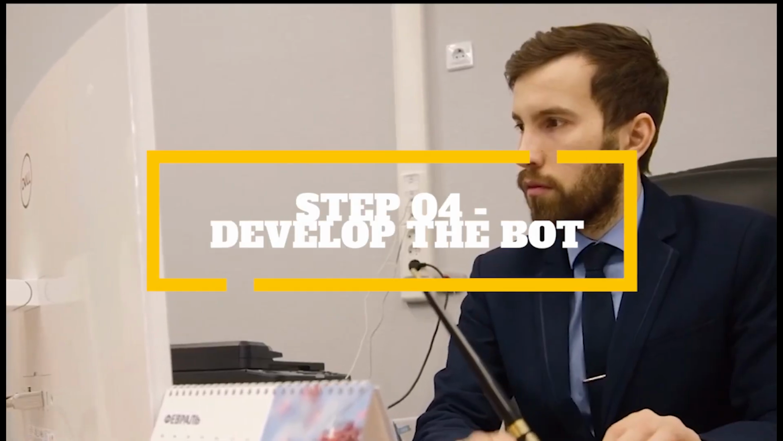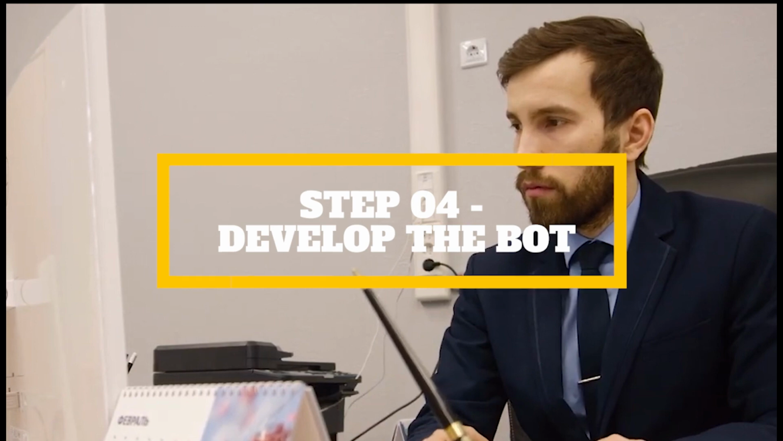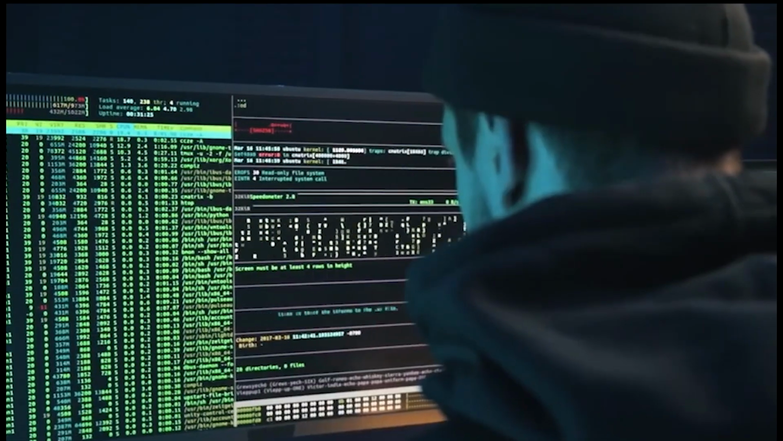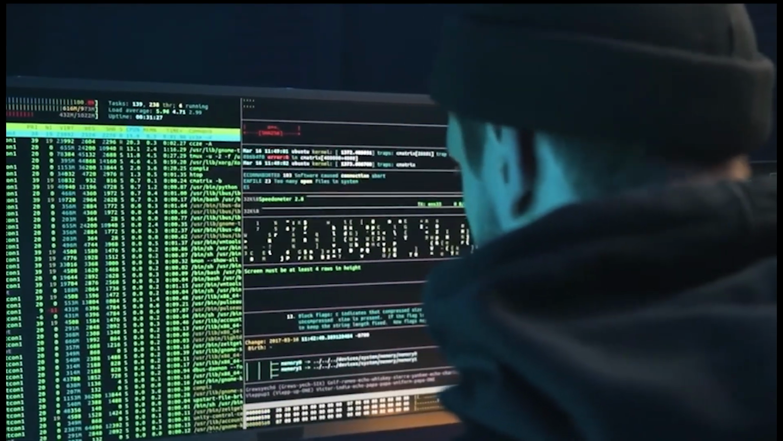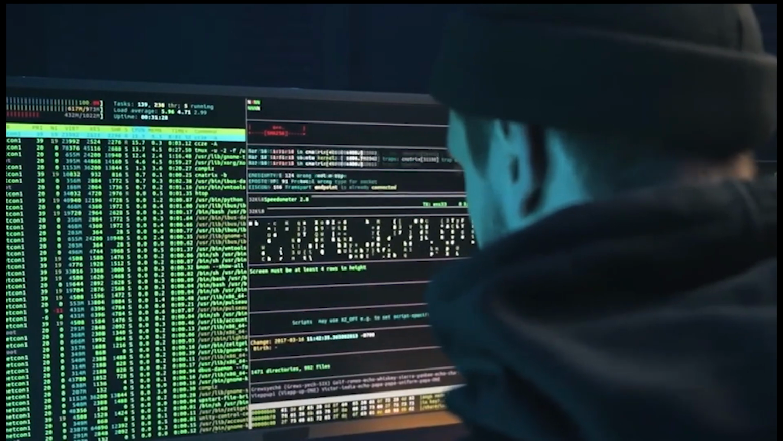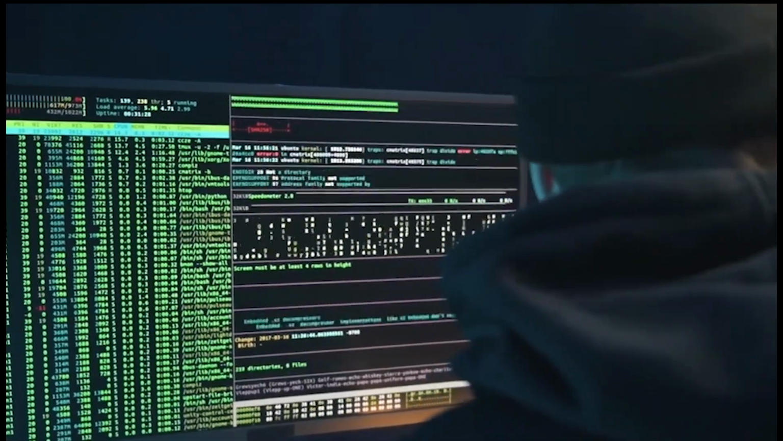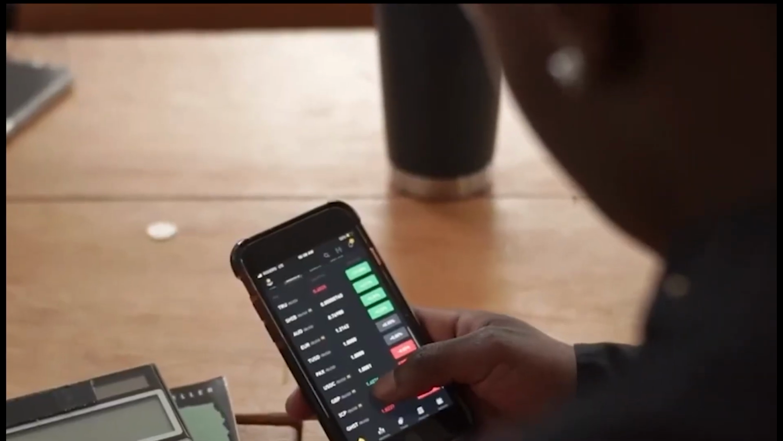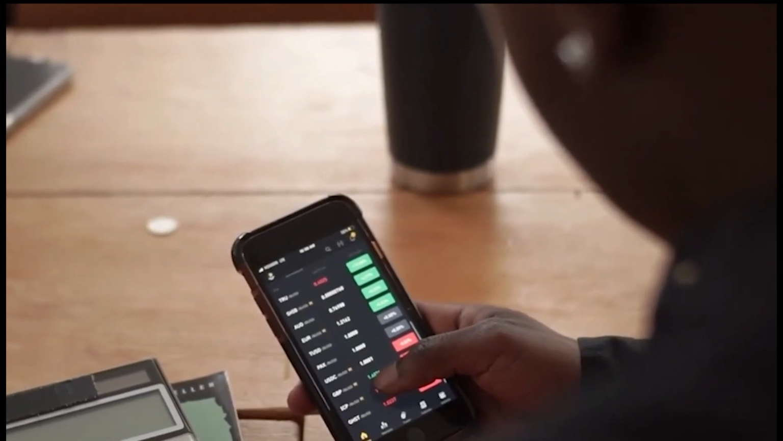Step 4. Develop the bot. In this step, you'll further develop your bot by implementing the logic and functionality necessary for executing your chosen arbitrage strategy. Implement the code that will execute buy and sell orders on the exchanges based on the identified arbitrage opportunities. Make sure to handle API authentication, order placement, order cancellation, and error handling.